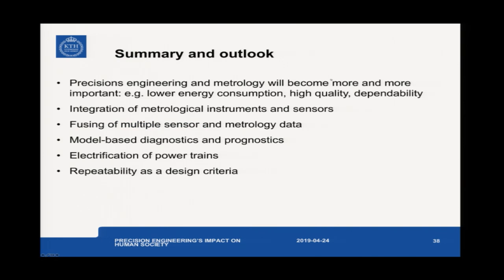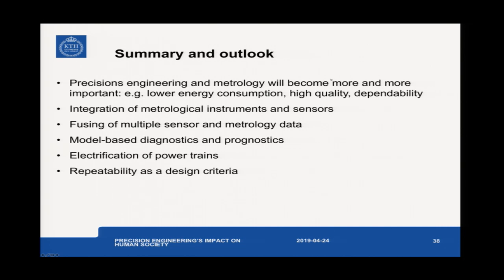Precision engineering and metrology will become more and more important. For instance, lower energy consumption in trucks, cars, all types of systems, aeroplanes as well. The high quality demands will increase. We need to have high accuracy parts that are interchangeable and last long. And we also need dependable systems that we know the behavior of. Or if we don't know the behavior, we need to adapt to the new behavior. That's important, and there we see that the precision philosophy is a crucial part of that.